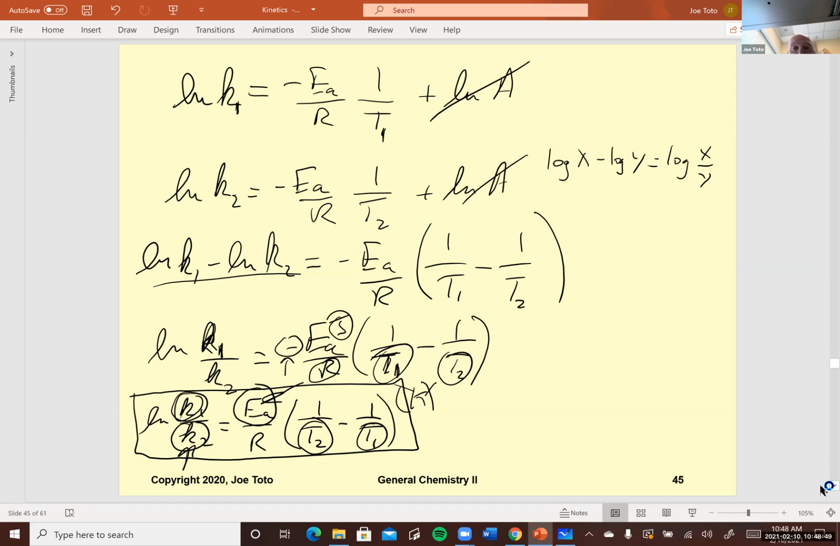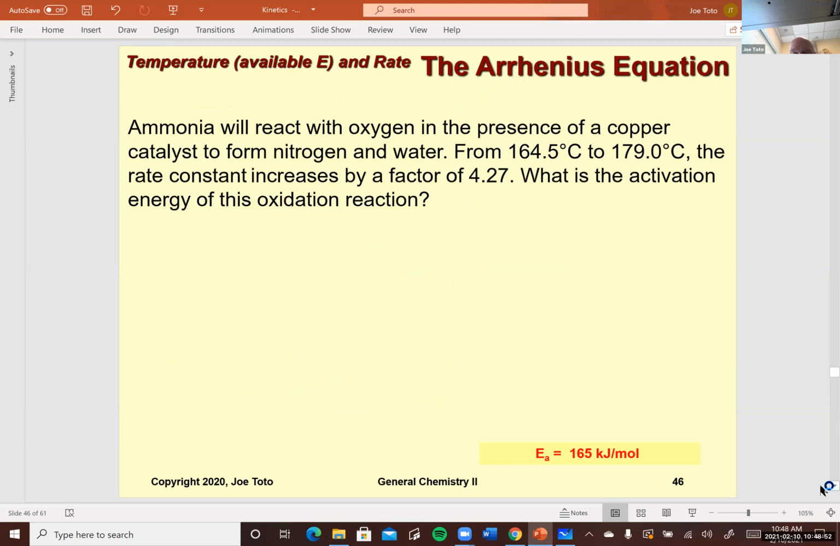So what do you guys think about that? You're speechless. All right, what I want you to do is go ahead and try to calculate that activation barrier for this problem. The only different thing which I threw into this problem was this wording. The rate constant increases by a factor of 4.27. Now, you might not know what that means, and you should know. And so I want to explain what that means.